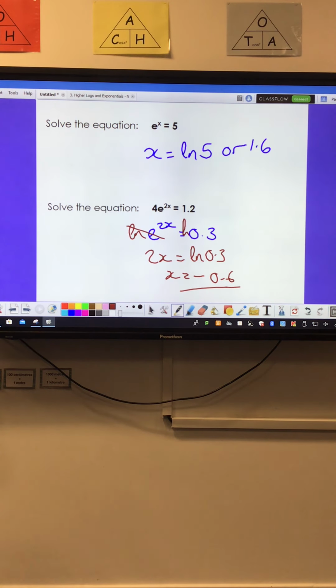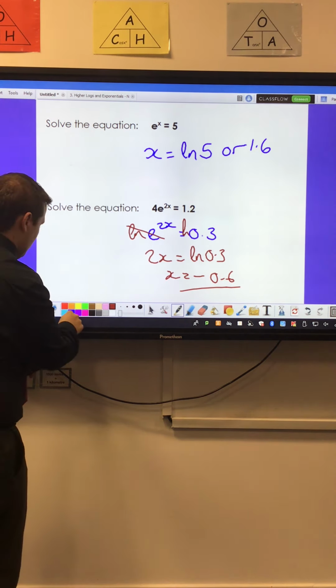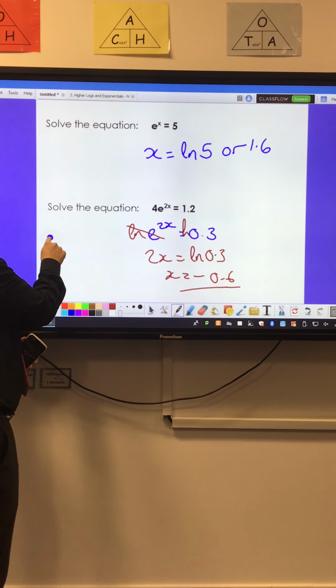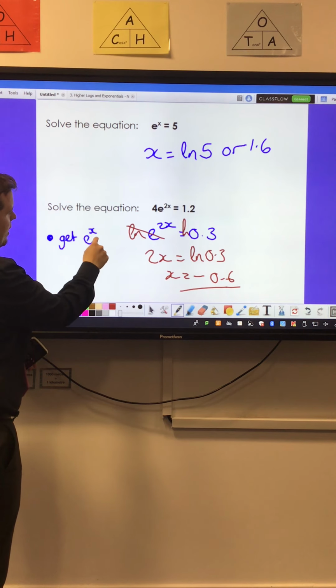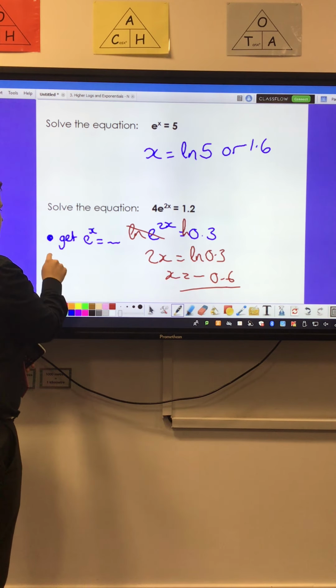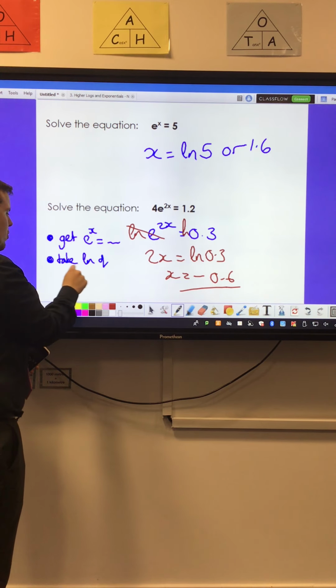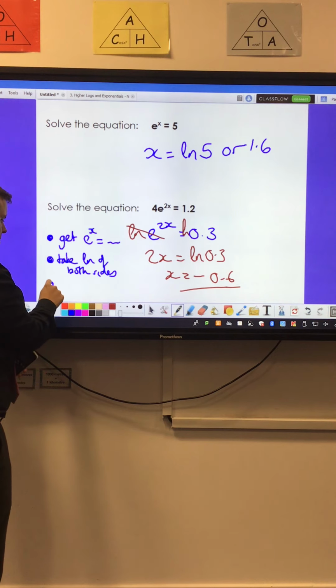Okay, that's your core skill. Kind of in summary, what do you want to do? You want to get it as e to the power of whatever equals a number. Then you want to take ln of both sides and solve.